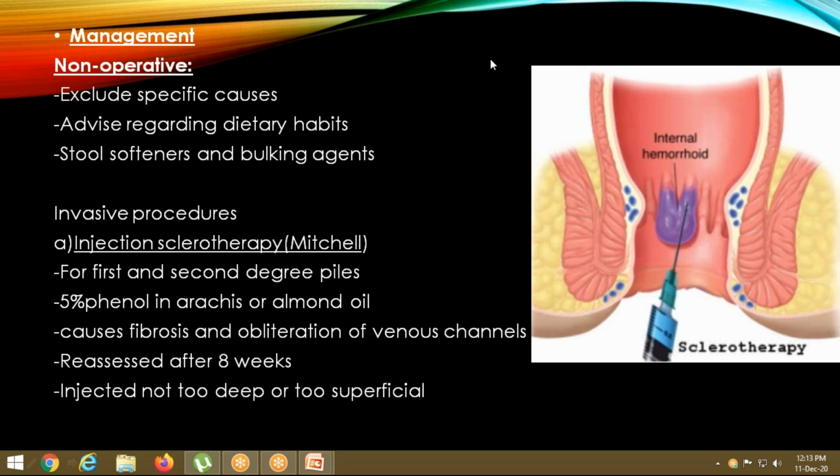Here the indications are first degree and second degree piles which have not been relieved by lifestyle or dietary modifications. You have advised the patient on dietary habits, lifestyle modifications, and stool softeners. If the patient is following all of that regularly but still has some bleeding per rectum, then you should go for injection sclerotherapy. If the advice you have given has failed, you go for Mitchell's injection sclerotherapy.